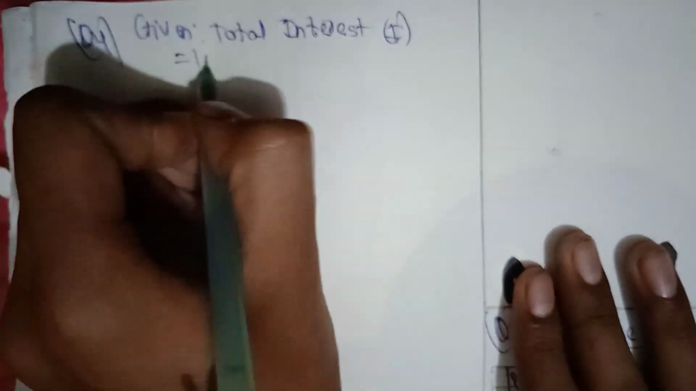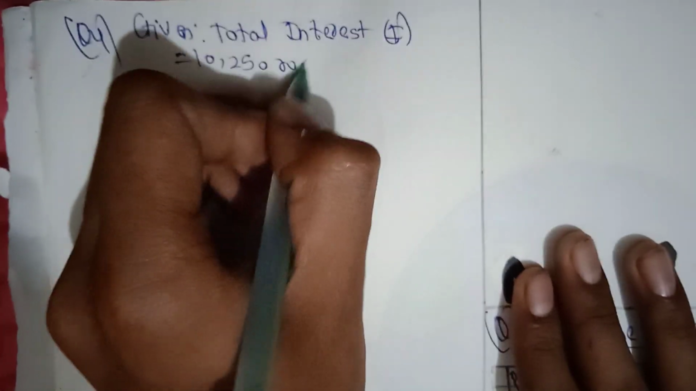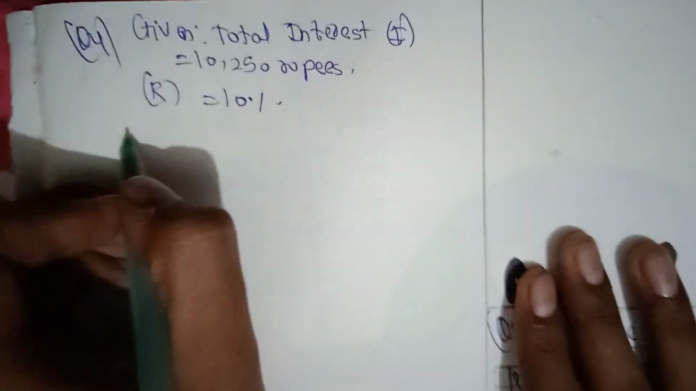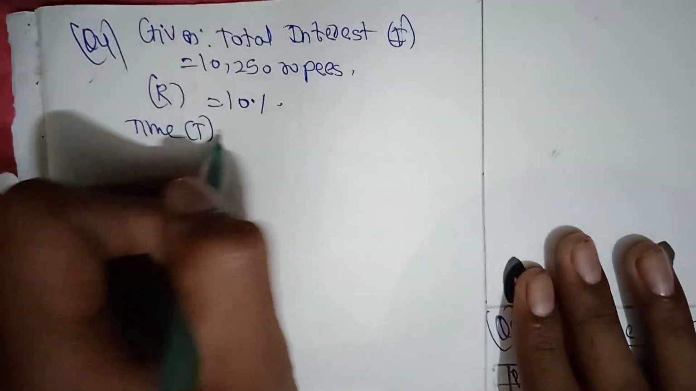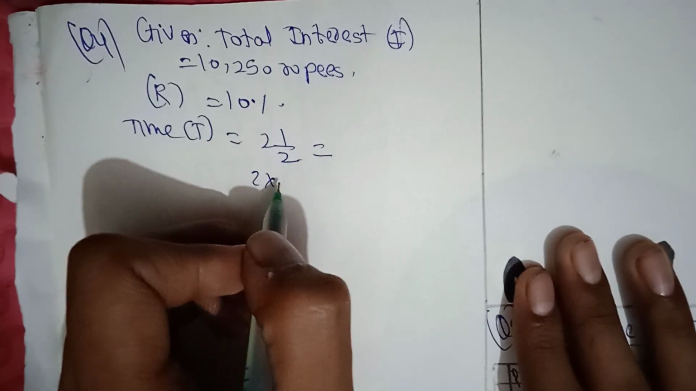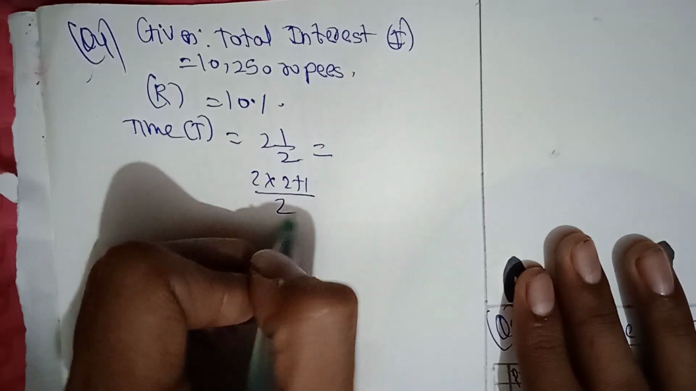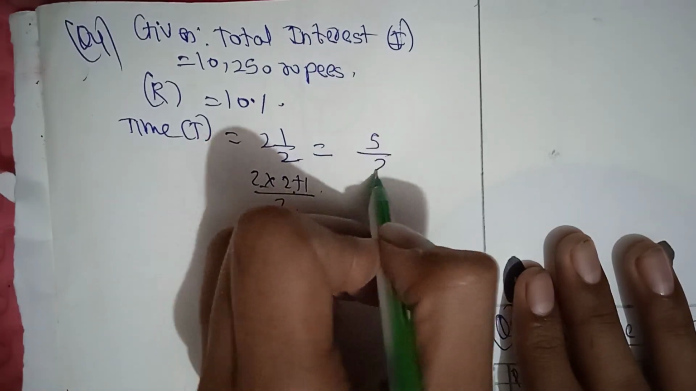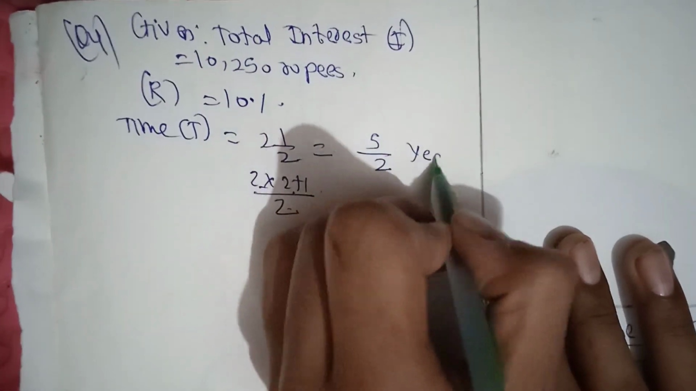So every time you have to first write what is given in the question. Here in the question they have already given the total interest, that is I, 10,250 rupees. R they have given, that is rate of interest as 10%, and time they have given, T, as 2.5. When we convert this, 2 into 2 plus 1 upon 2. 2 2s are 4 plus 1, 5 upon 2. So we can write it as 5 upon 2 years.